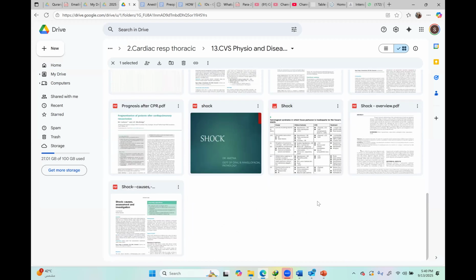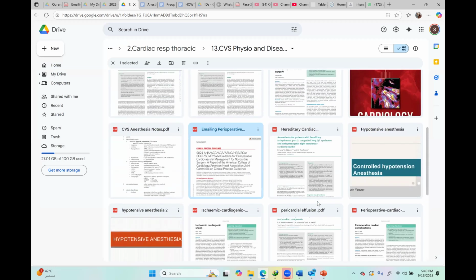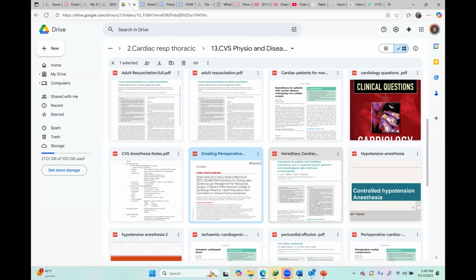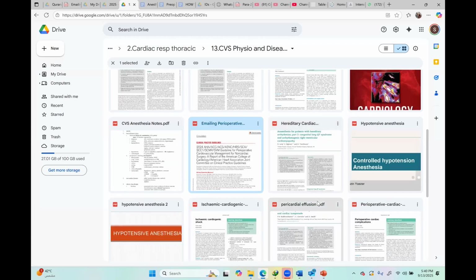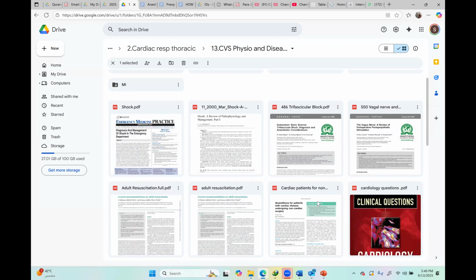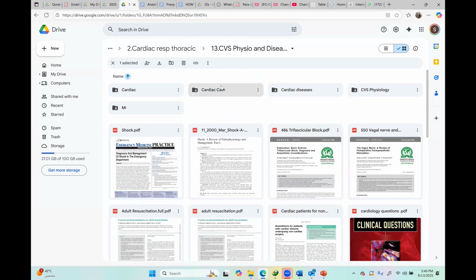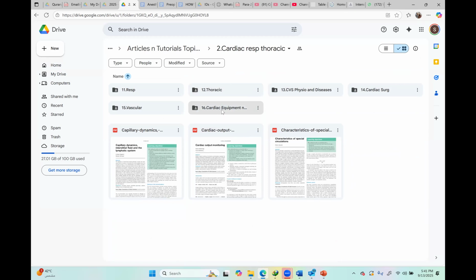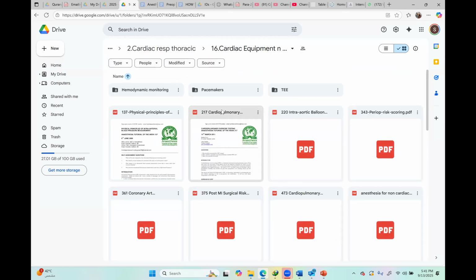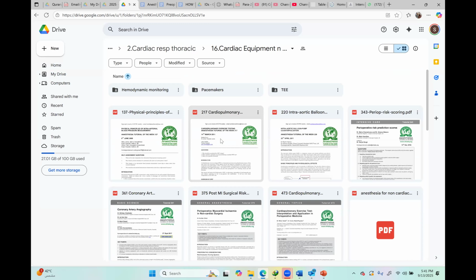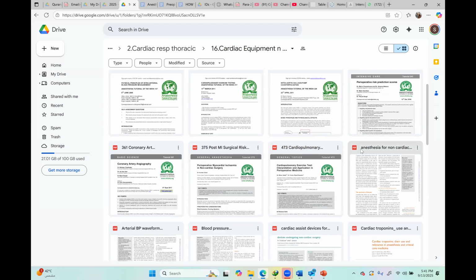So shock is there. Shock, as I told you: hypotensive shock, hypovolemic shock, cardiogenic shock. You should be knowing septic shock, so you should be knowing about it. You will find here some words about cardiac equipment, as I told you: cardiopulmonary exercise testing, intra-aortic balloon pump. There is so much work that has been done here.